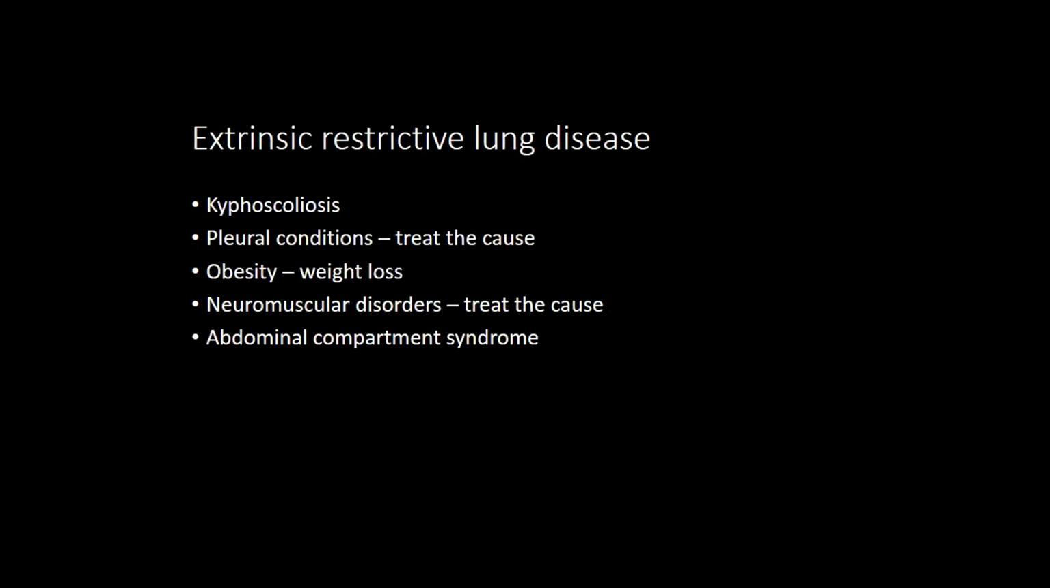For extrinsic restrictive lung disease, the approach will largely be the same in terms of optimizing gas exchange and improving lung mechanics, but they will also benefit from treating the particular cause. If it's pleural conditions such as effusions, pleural scarring, chronic empyema, or asbestosis, treat the cause. For neuromuscular disorders like muscular dystrophy, ALS, and phrenic neuropathies, these might benefit from home NIV. Obesity, weight loss is emphasized, and then of course relieving abdominal compartment syndromes as they arise.